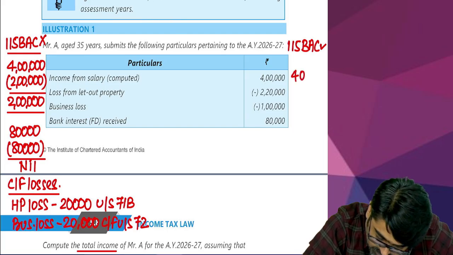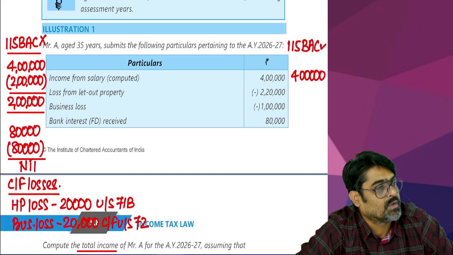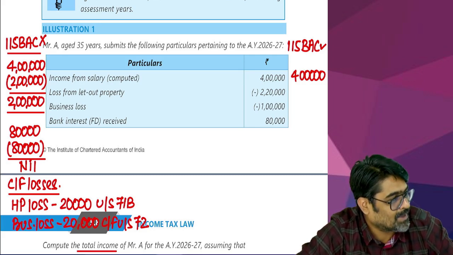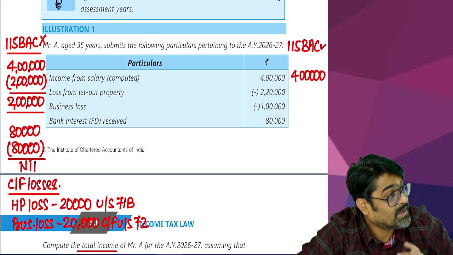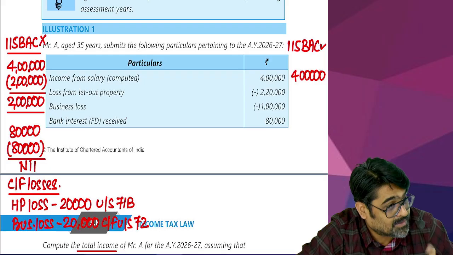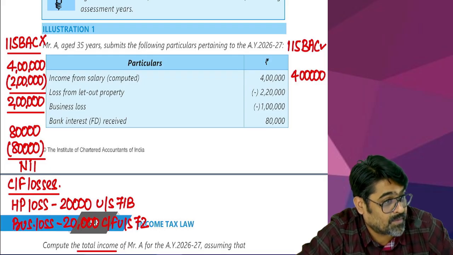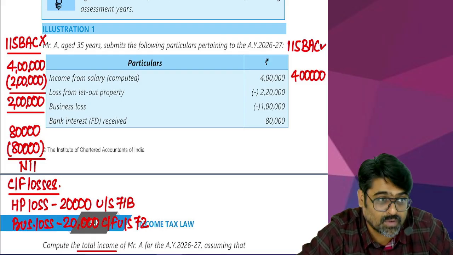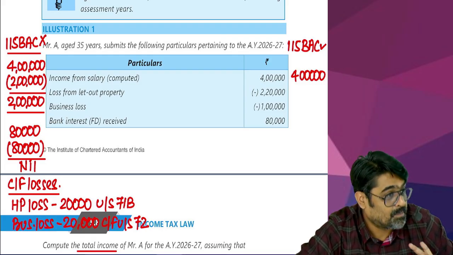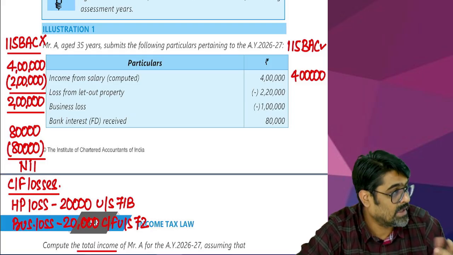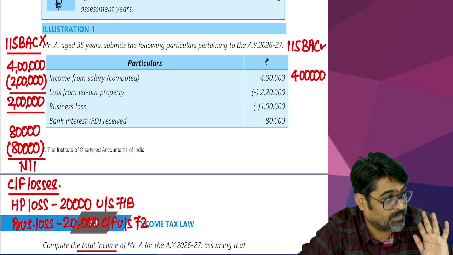Full 4 lakh rupees of salary you are going to show. Because from that salary, house property loss you cannot set off. That house property loss up to 2 lakhs will not be allowed as a set off if you follow 115BAC. Yes or no? So full 4 lakh you have to show. And PGBP loss cannot be set off against salary. So your entire 4 lakh salary will remain the same.